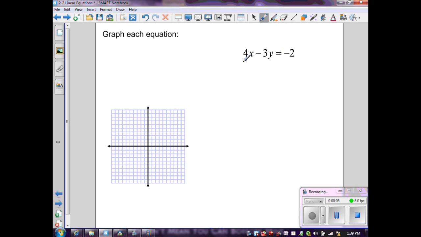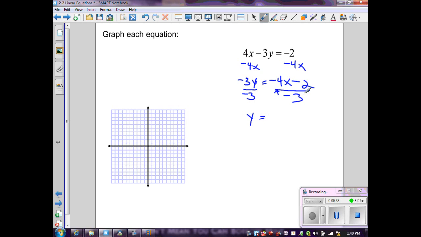Our next example, 4x minus 3y equals -2. Again, I'm going to use the slope-intercept form. So I'm going to solve for y. I'm going to subtract 4x on both sides. That gives me -3y equals -4x minus 2. Divide by -3 on both sides. That gives me y on the left.